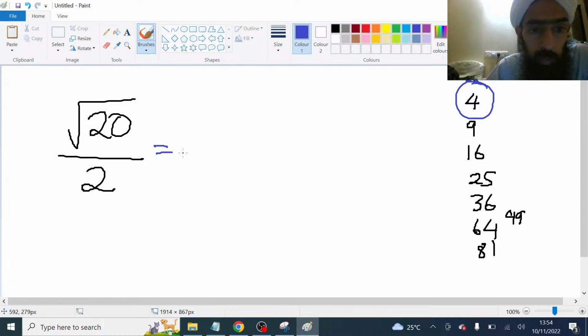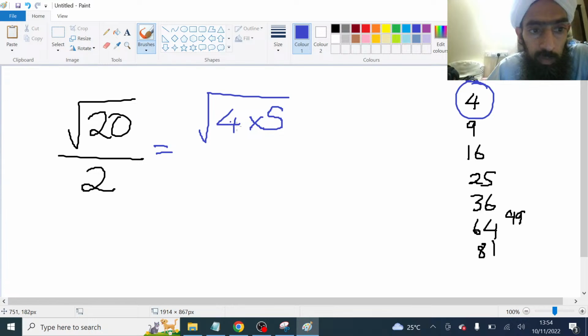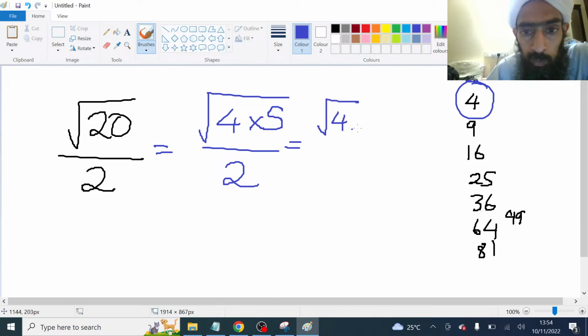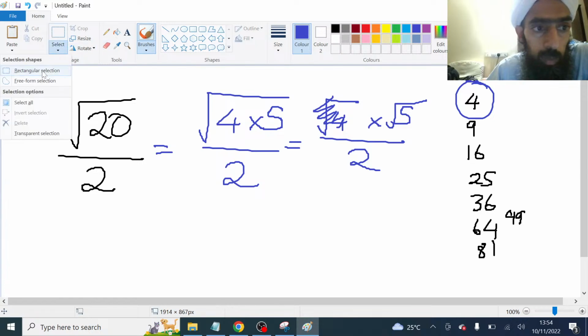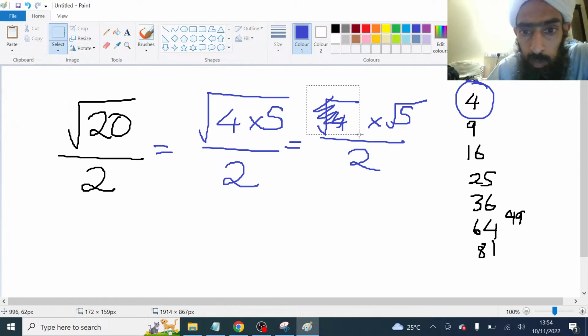So let's make that the square root of 4 times 5. Again, 4 times 5 is just 20, so it shouldn't make a difference rewriting it like that. I've written the square number first. And now use the split, so we can split this into root 4 times root 5, all divided by 2. And then say, well, root 4 is just 2, so that can disappear and we can write 2 instead of that.